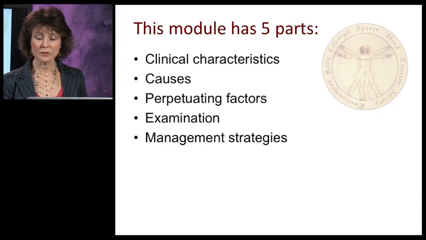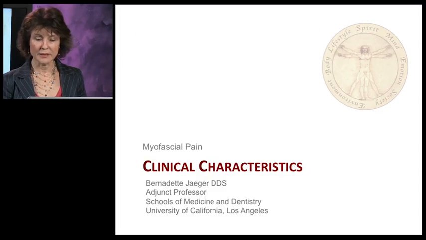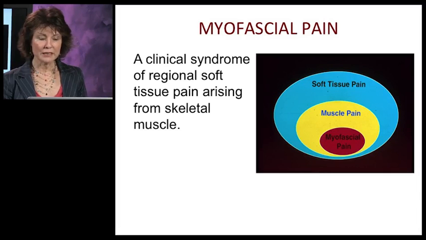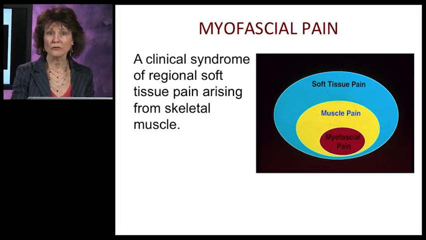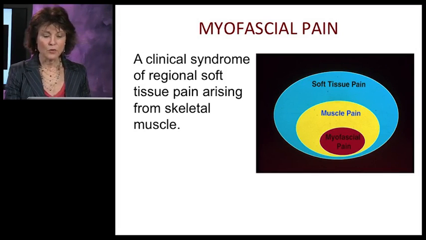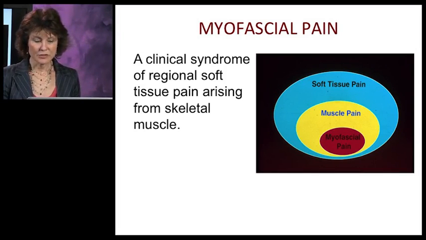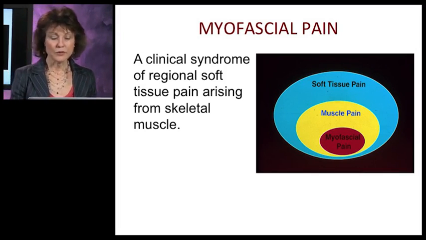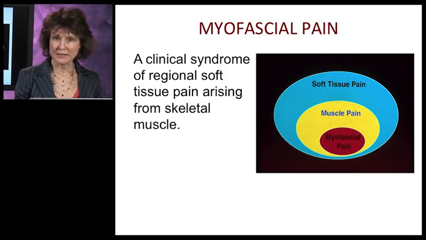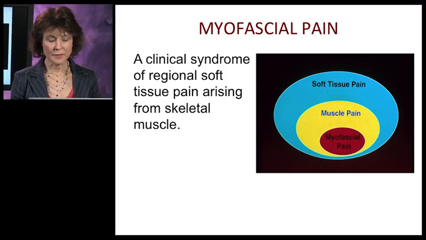Today we're going to cover clinical characteristics. So myofascial pain is a clinical syndrome of regional soft tissue pain that arises from skeletal muscle. It's a regional referred pain syndrome. It's associated with focally tender trigger points in skeletal muscle. It is a very prevalent cause of pain in all parts of the body.